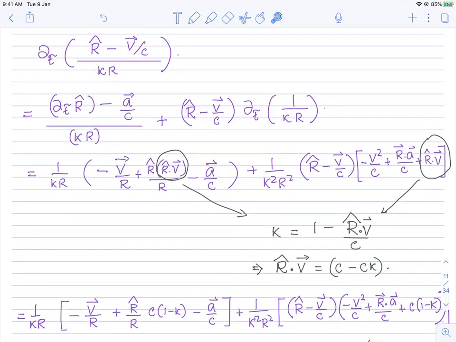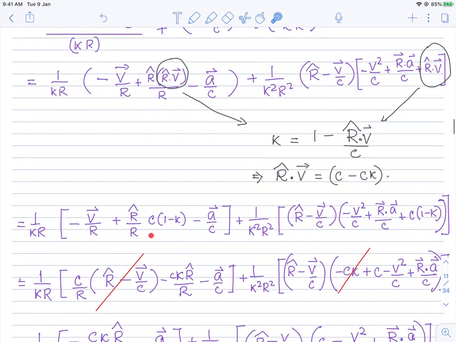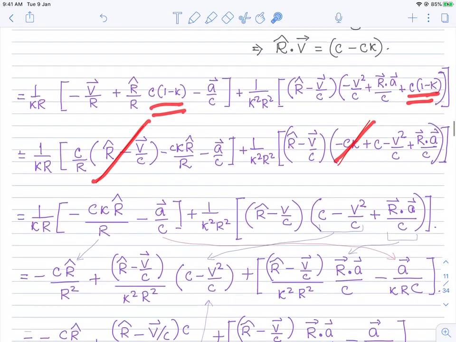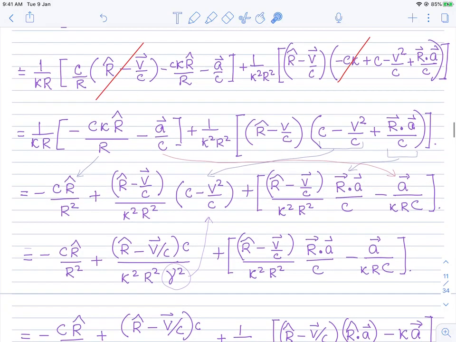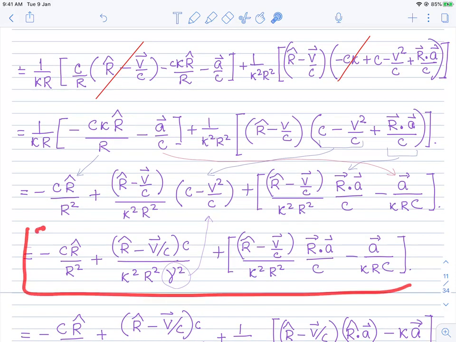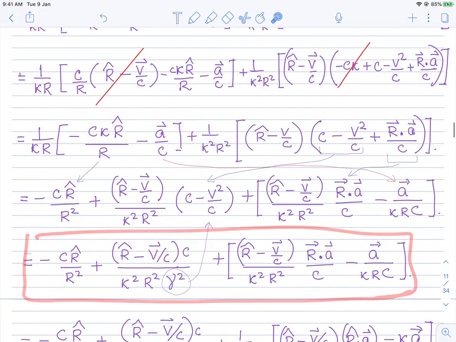And then at various places we see that this r hat dot v appears, that we can substitute in terms of the kappa by solving this. R hat dot v is basically c times 1 minus kappa. So if we do that substitution, we'll find that there are some interesting cancellations that happen between terms, and then you can again rearrange these terms. I've denoted with the arrows how I have rearranged, and finally you can come up with this result here.